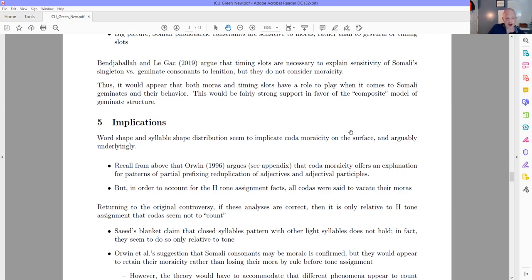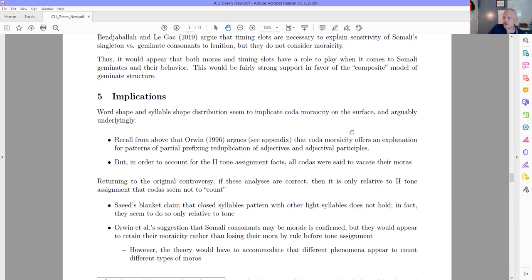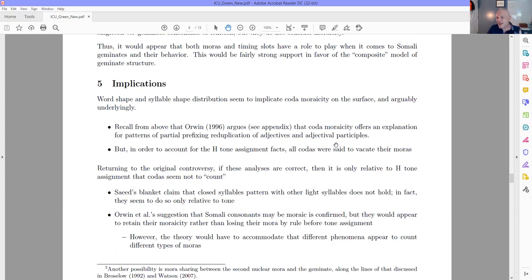So if we return to the original controversy, if the analyses are correct, then it's really only relative to high tone assignment that codas seem not to count. So this blanket claim that Saeed has made in his grammar, that closed syllables pattern with other light syllables, simply doesn't hold. In fact, this seems only to hold in the case of tone.